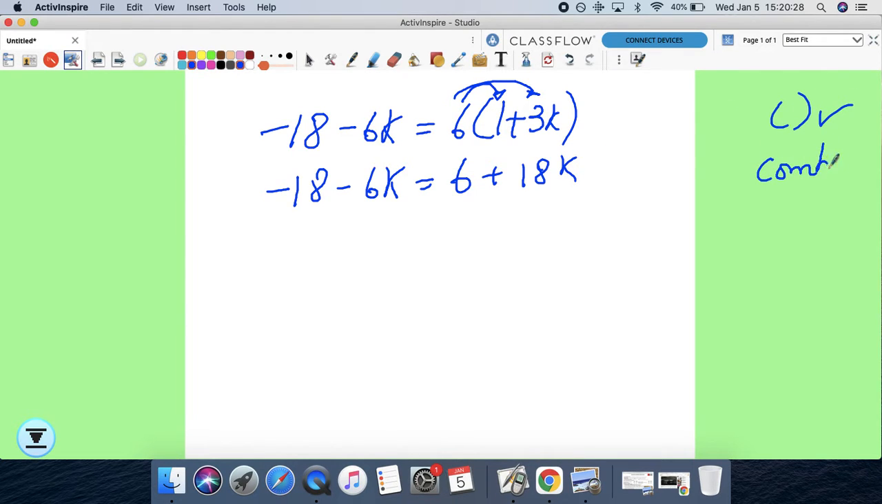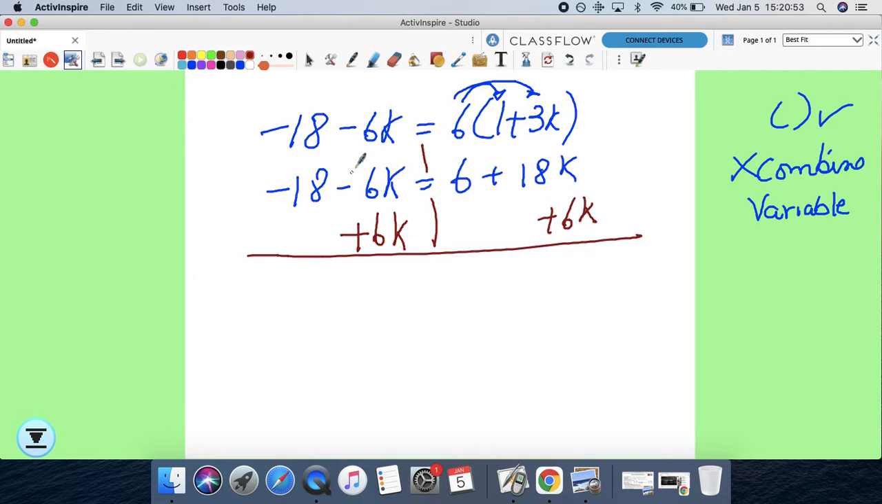Can we combine anything? No. Is there variables on the left side and variable on the right side? Yeah, you can see, right? There's one here and there's one here. So there's a minus 6k here and plus 18k. Which one is the smaller one? The smaller one is the minus 6k. So we can get rid of that. It just makes life easier. Plus 6k. Plus 6k. This goes away. Gets 0. Negative 18 equals 6 plus 18k plus 6k is 24k.